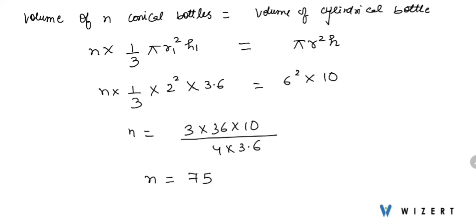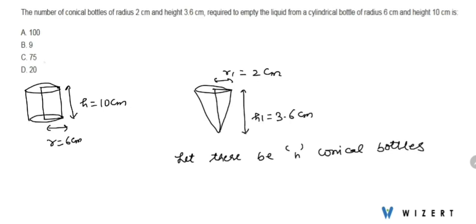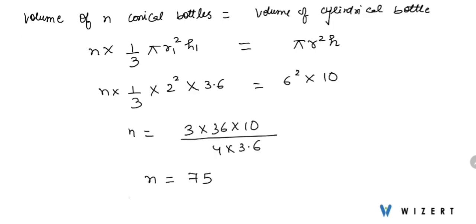So now let's check the options, and 75 we can say it is option C. Hence we can say that the answer is option C.